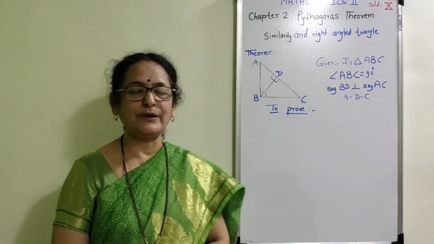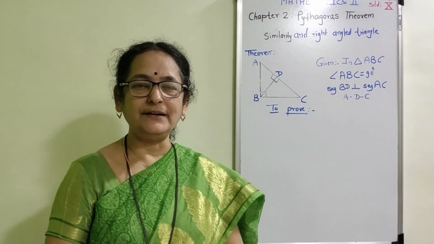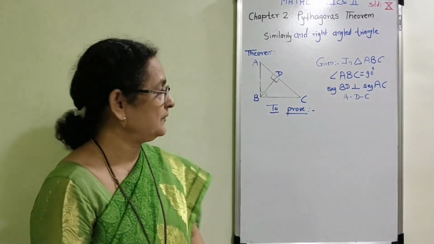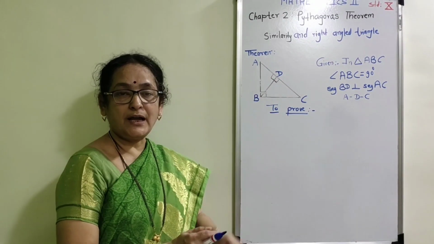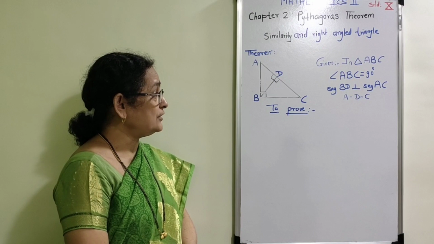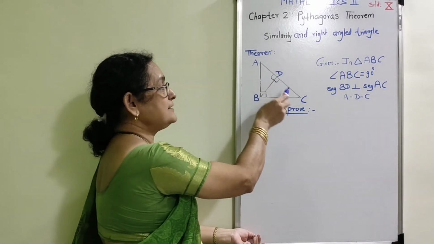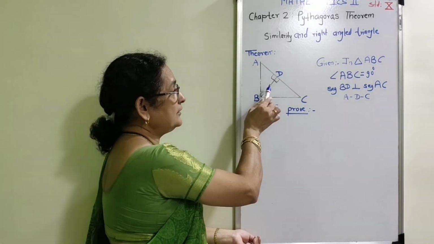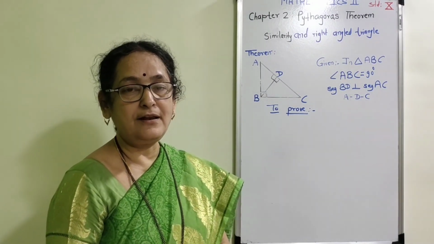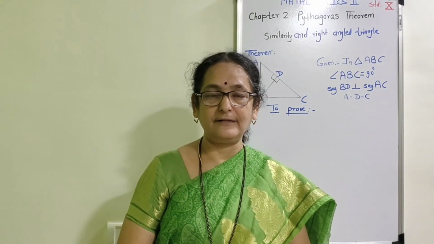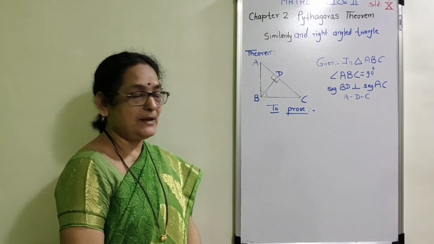Students, now we are going to learn an important property related with similarity and right angle triangle. In a right angle triangle, the altitude on the hypotenuse, due to this altitude, we will get three different triangles and all the three triangles are right angle triangles. Then those two smaller triangles are similar to the bigger triangle, as well as those two triangles are similar to each other. Now observe the figure on the blackboard.